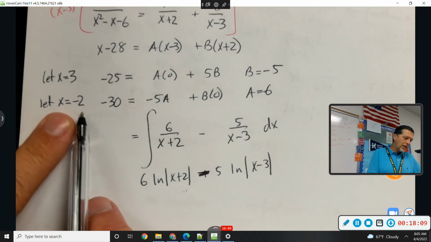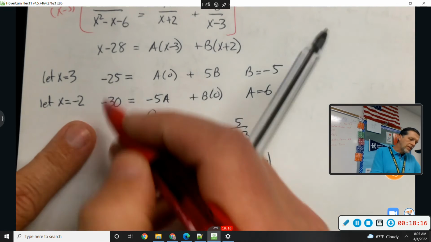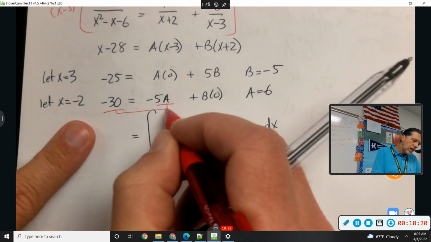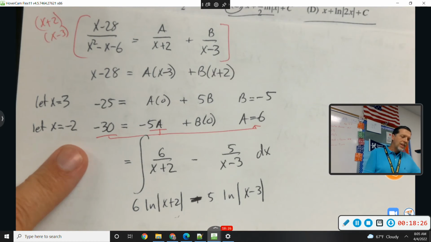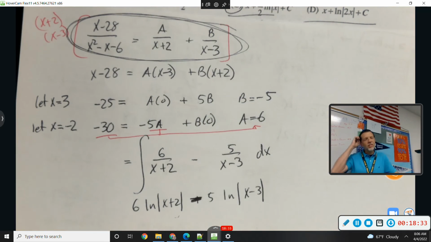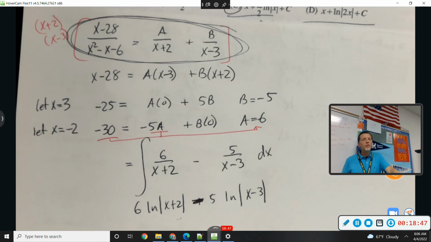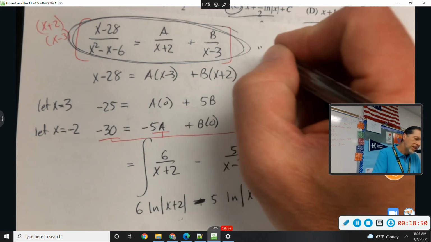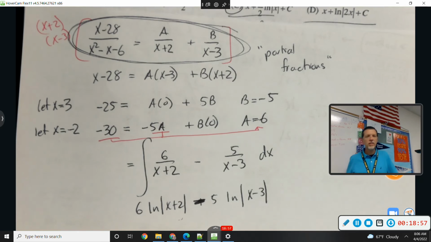Back here when I set x equals negative 2 to wipe out the B stuff, that's what led to A being 6. Yeah, that's the pre-cal thing. Have we not done that this year? Where we unadd fractions to create two fractions that it sort of came from. Partial fractions is the official name for that. Breaking down one fraction into two others.